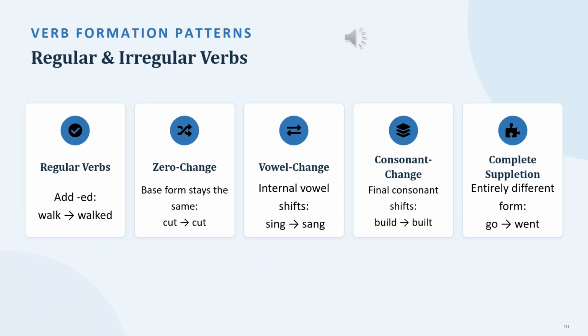Another type is based on how verbs form their past form. For regular verbs, we add -ed to the end of the verb. For irregular verbs, the past simple can take several forms, which are zero change, where the base form stays the same. It can also be a vowel change, where an internal vowel shifts. It can also be a consonant change, and sometimes, for some verbs, an entirely different form is produced.